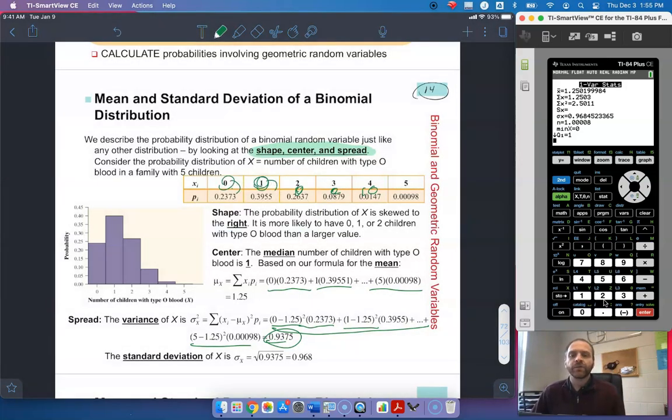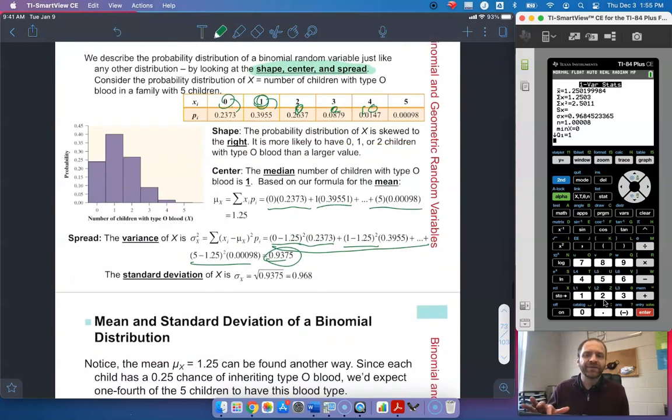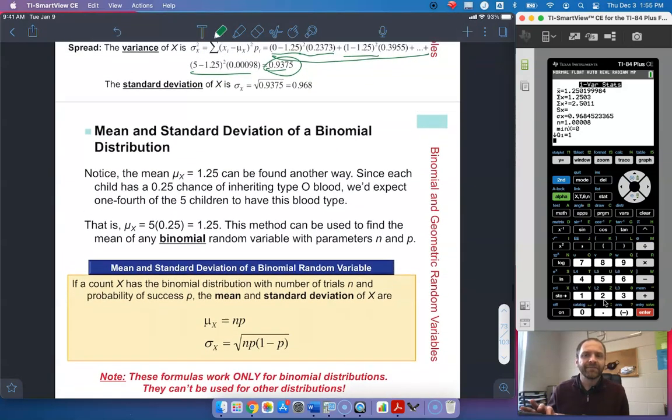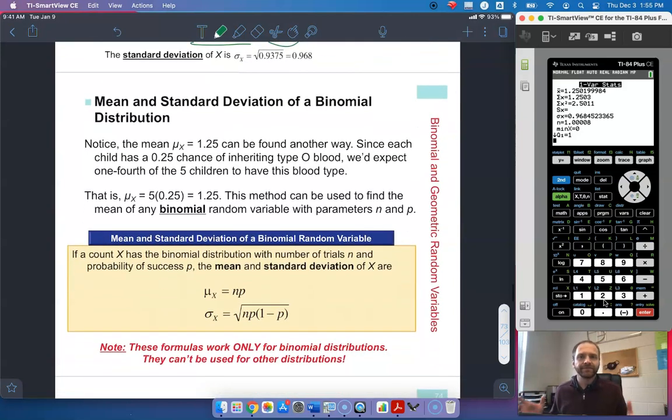Sorry about that. So when we go through, there it is. That's a refresher of random variables. So how does this relate to binomial distributions? Well, it's interesting, because if we were to take a look at it, the mean is 1.25. Mu sub x is 1.25. Could I have done this another way?